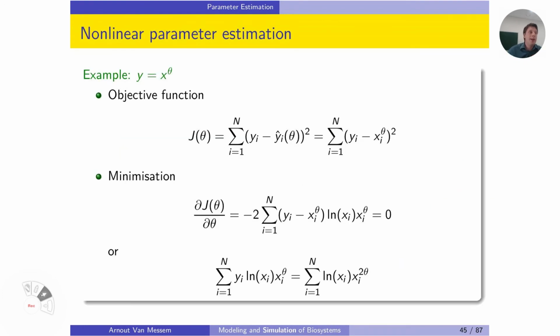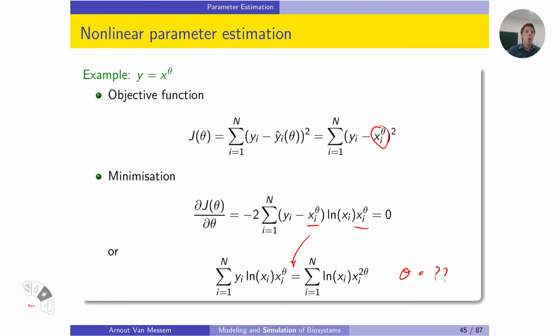If we have a nonlinear system, it's impossible to get out the theta. So in this case, let's say we have a system y is x to the power theta. We plug it into our objective function, so you have y_i minus x_i to the power theta, squared, and you sum. And then you minimize, so you derive with respect to theta. If you derive with respect to theta, you get x_i to the theta here and then x_i to the theta there. You work them out, you get to the last line, and you see it's impossible to get theta out. So you cannot find an explicit solution theta equal to something.